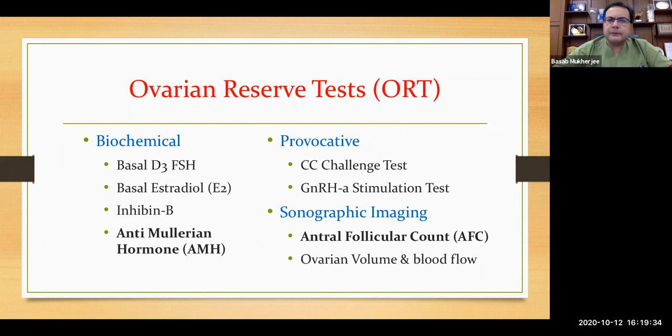There used to be provocative tests, the clomiphene citrate challenge test and GnRH analog stimulation tests, which aren't being done anymore, or very rarely being done. So we're not discussing them here. And then there's the sonographic imaging of the antral follicular count, ovarian volume, and blood flow, of which the AFC, or the antral follicular count, has gained a lot of importance in recent times. And when we talk about ovarian reserve tests, we essentially talk about an AMH and an AFC being done.